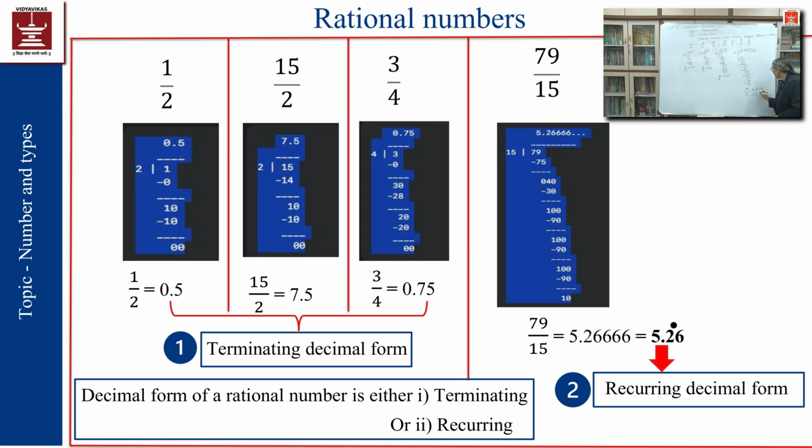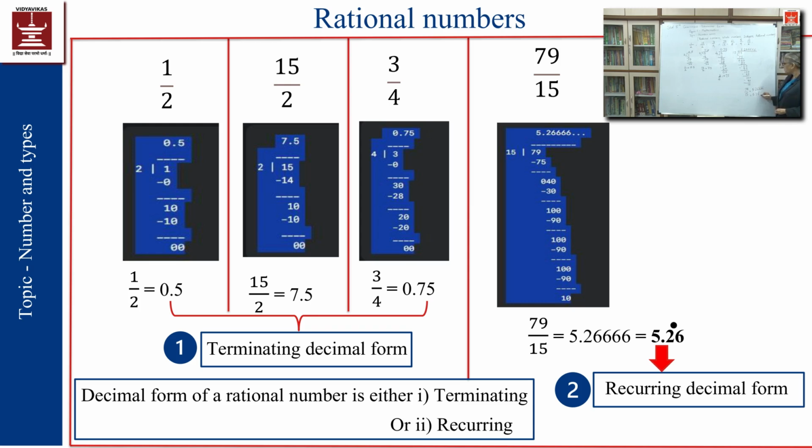But to avoid that, what we will write is: the number that appears again and again, we will put a dot on that, if it is a single digit occurring over and over again. So the digit 6 is recurring, and therefore to show that it appears over and over again, we will put a dot on top of 6.